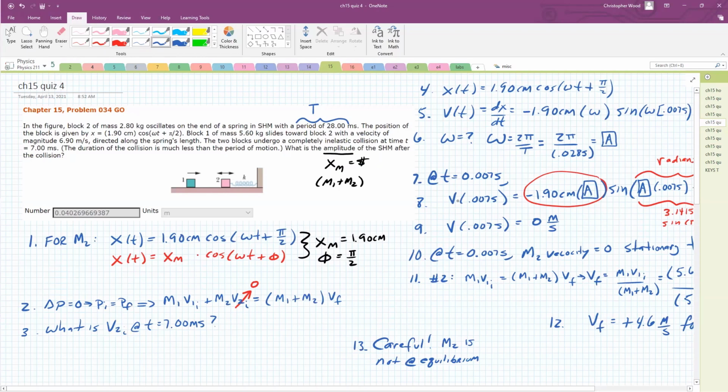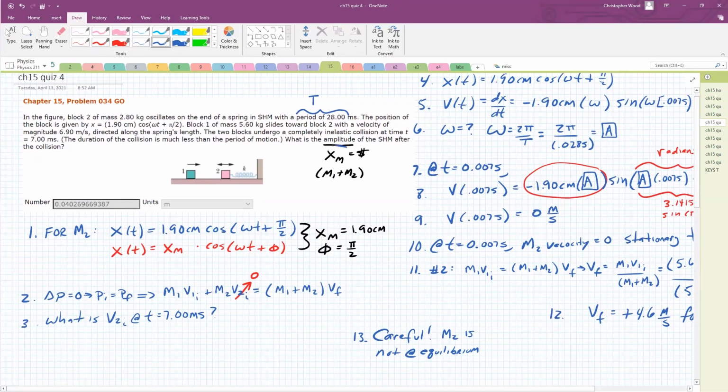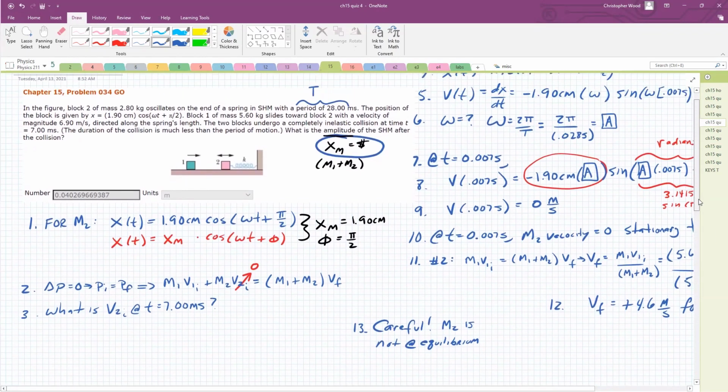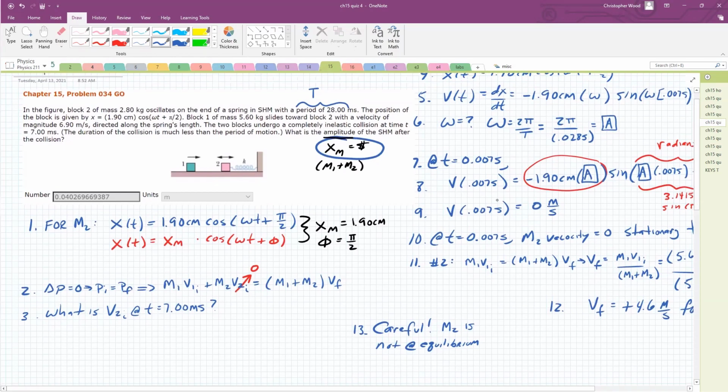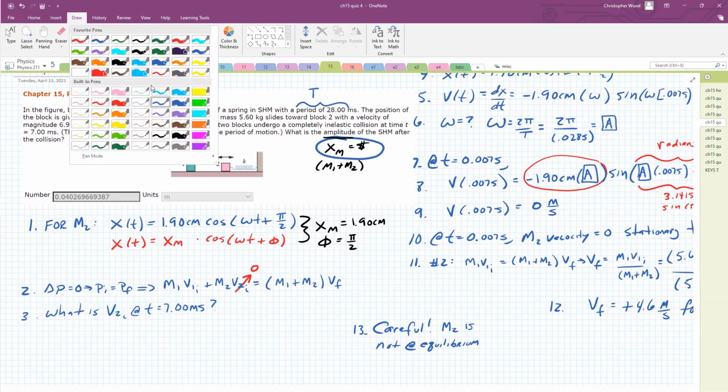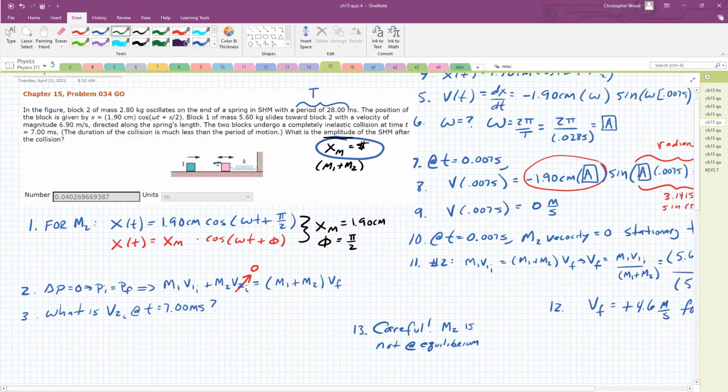All right, so what is the amplitude? Well, here's the amplitude, X sub m. We're looking for X sub m. I'm going to do energy analysis. I can't think of an alternative, because this is what I'm thinking. Here's block 1. Block 1 at the moment of impact, right here. There's block 1 making contact with block 2.